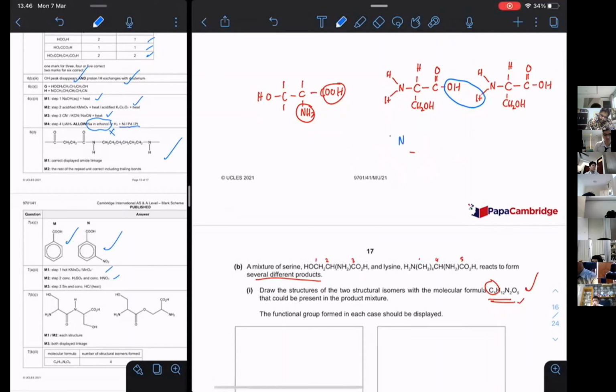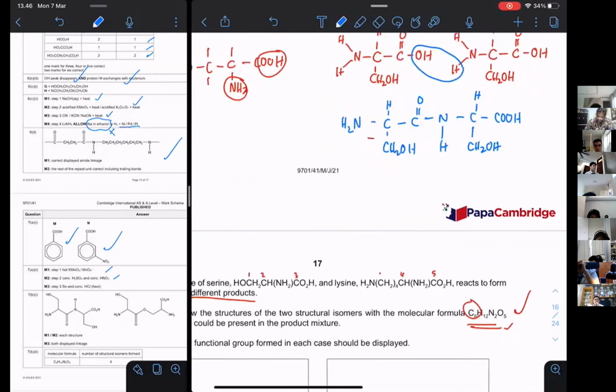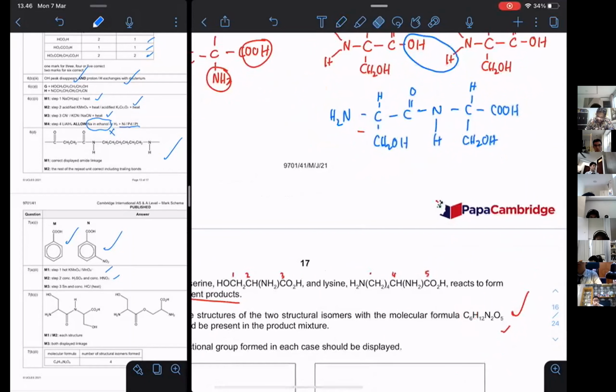So I get NH2, CH, CH2OH, C double bond O, and H, C, CH2OH, H, COOH. Okay, so if I count, I must have 6 carbon. I have 6 carbon. Okay, so almost correct.